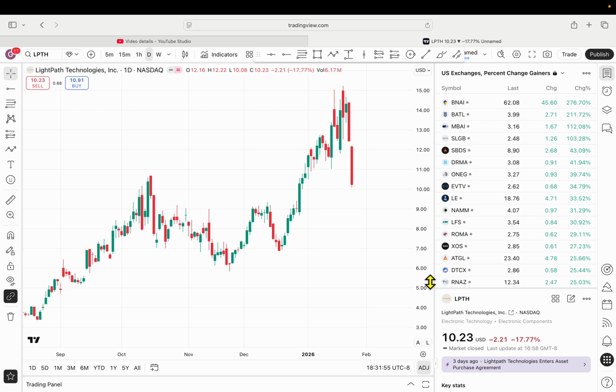I'm only going to be looking at two things. One, what's the direction of the trend? And two, are there key support and resistance levels we can use for either a quick bounce trade or for a lower entry price for a longer term position? So let's get right into the action.